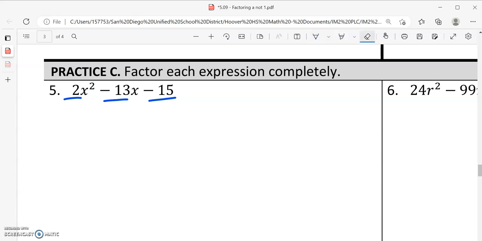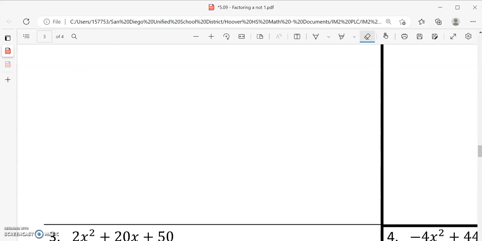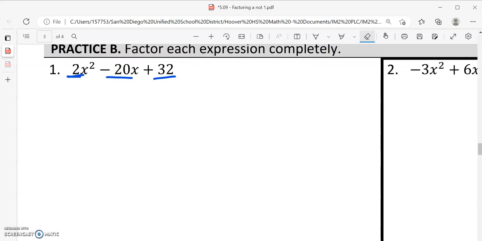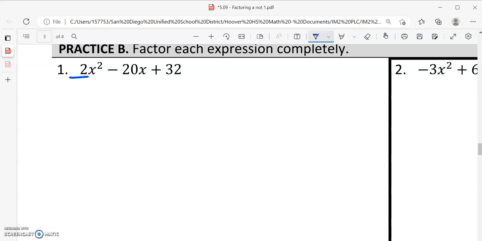Alright, so once again, I'm going to do the first question the easy way, and then the hard way, and then I'll do another question the hard way. So let's start here. So identify the a value, which is 2. So we're going to pull that out. We're going to divide 2 into all 3 of those numbers.